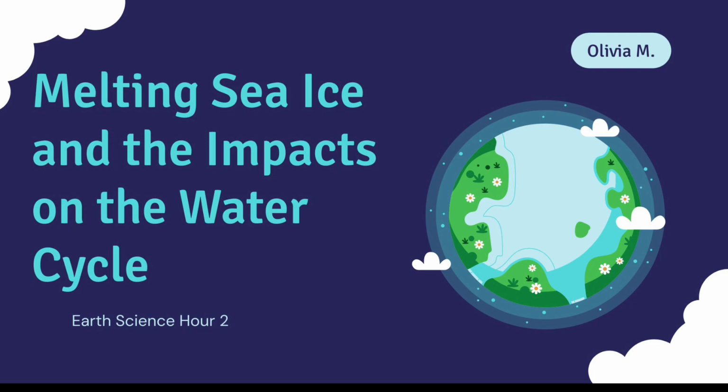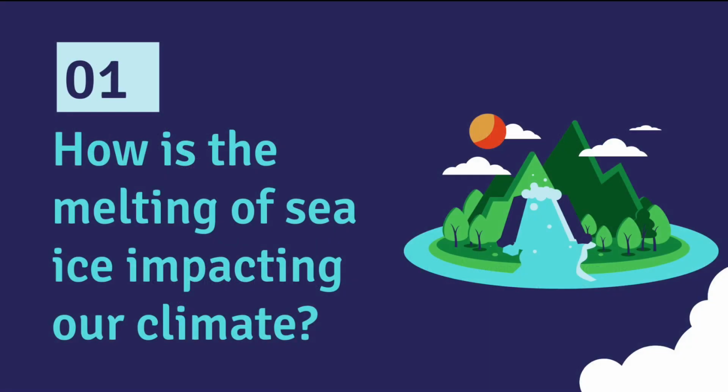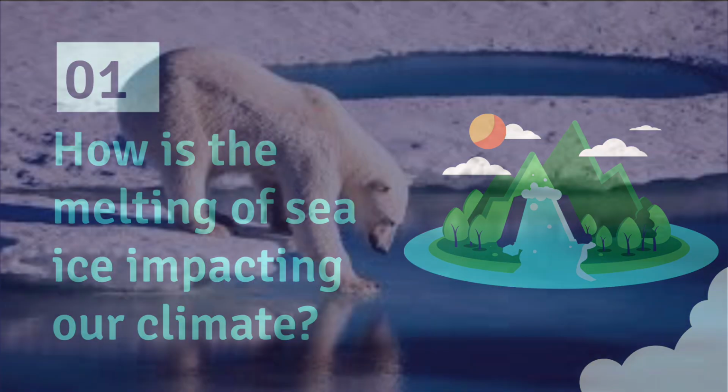Hi, my name's Olivia McMahon, and my sustainability case study topic is the melting of sea ice and the impacts on the water cycle. The main ideas we'll be going over are: how is the melting of sea ice impacting the climate, what is the water cycle, how can the melting of sea ice impact the Earth's oceans and the water cycle, and what future trends might we observe if we continue to lose sea ice due to warming. First up is how is the melting of sea ice impacting our climate?